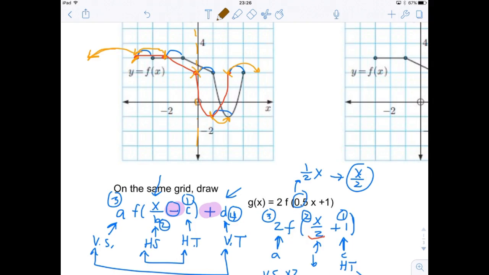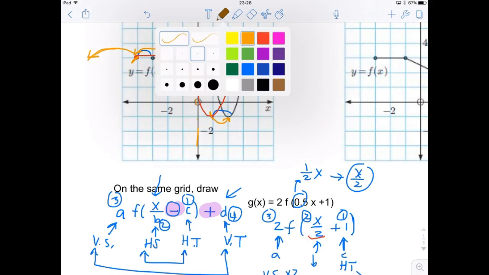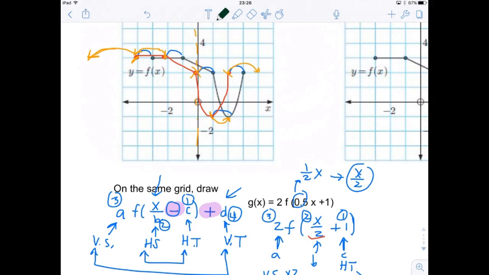Okay? So I'm going to draw the new points here. So one of the points is here. One of the points is here. And so we're connecting those. And then one of the points is still on that y-axis. Okay? And the other point is here and here.